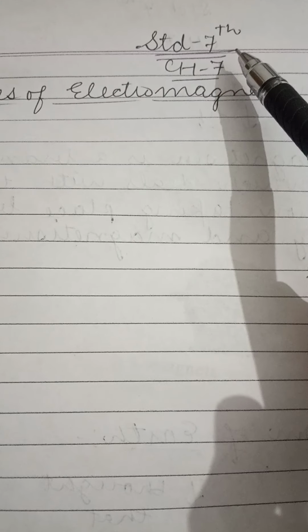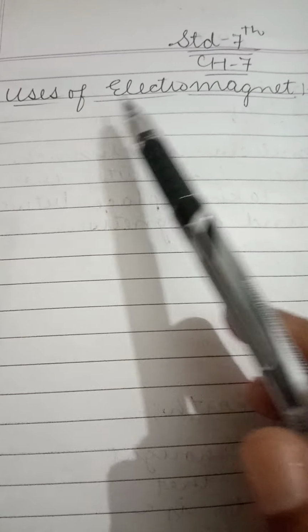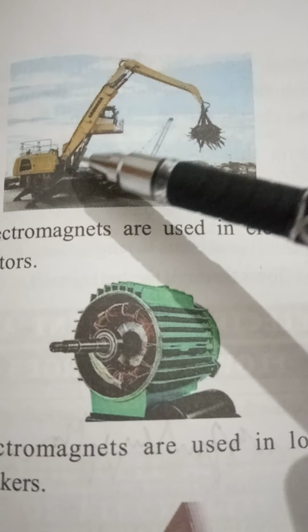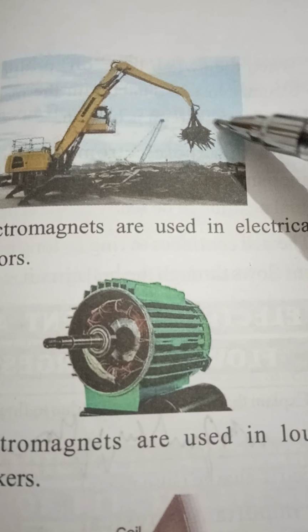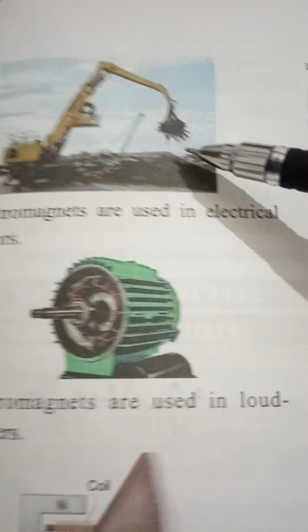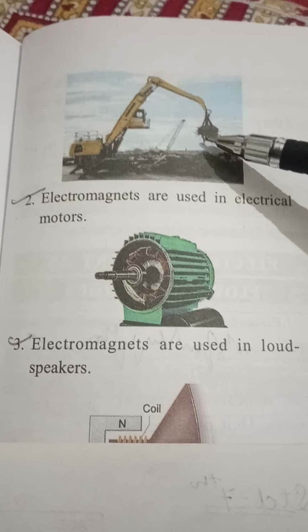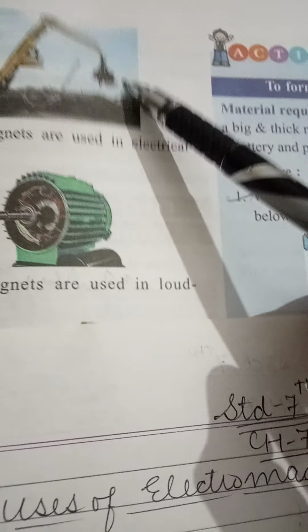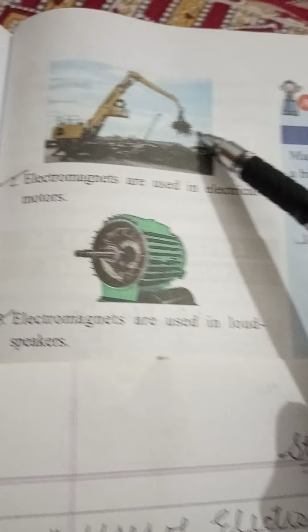Hello 7th standard students. Today we will continue chapter number 7, that is electricity and magnetism, and the topic is uses of electromagnet. See in this diagram, I have one big crane here which lifts heavy loads, means magnetic goods. Strong electromagnets are used in cranes to lift the heavy magnetic goods. After shifting these goods, the crane can drop them at the desired place by switching off the current.